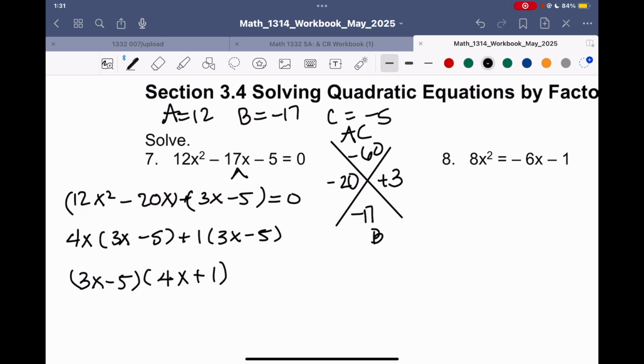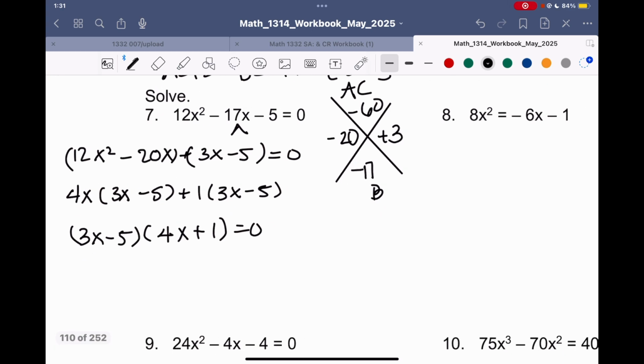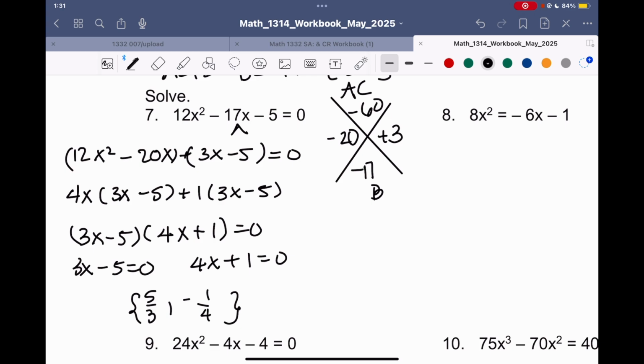4x plus 1 equals 0. So it's going to be 3x minus 5 equals 0, 4x plus 1 equals 0, in set notation, not an ordered pair. Positive 5/3 and negative 1/4. I got confused by my signs.